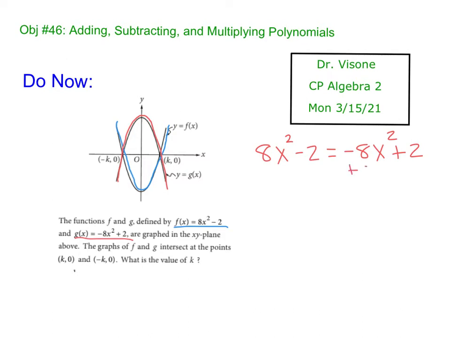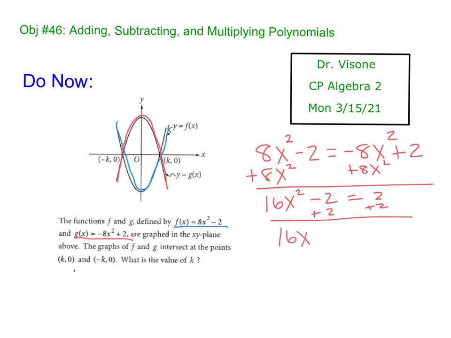So I'm going to add 8x squared. So 16x squared minus 2 equals 2. Add 2. 16x squared equals 4. Divide by 16. x squared equals 0.25. That's a quarter. The square root. So the square root of 1 is 1. The square root of 4 is 2. And it wants the positive answer, right?